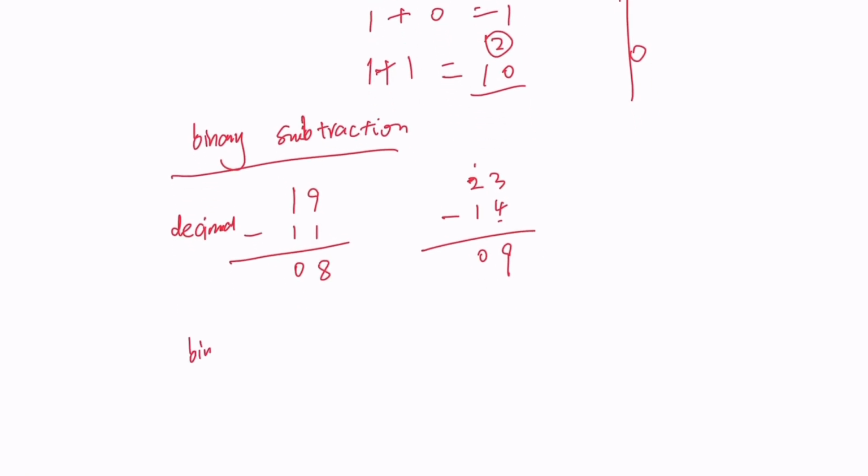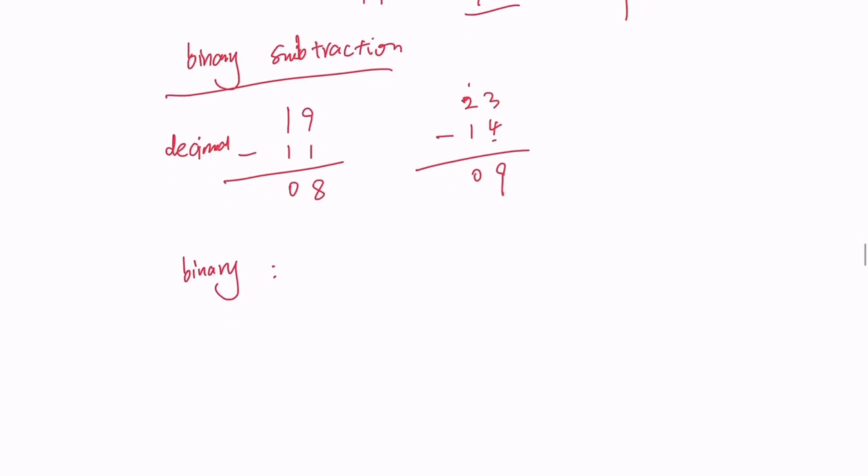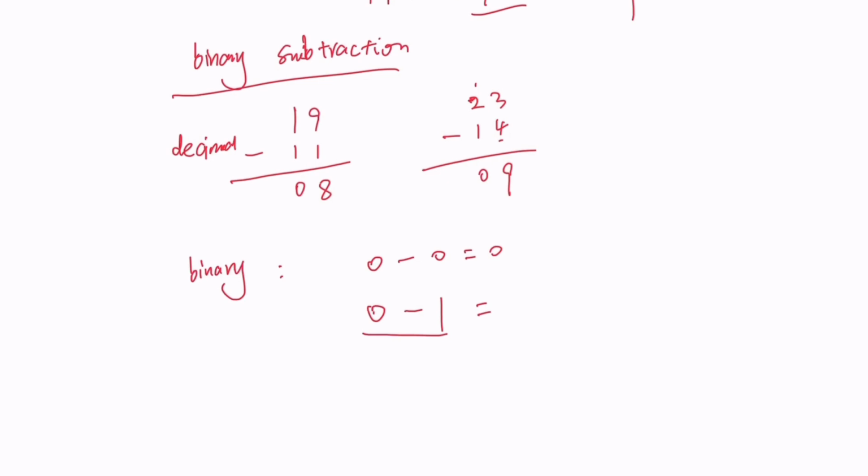Let's see how we do binary. The basic rule is 0 minus 0 equals 0. 0 minus 1: since 0 is less than 1, we need to borrow from the previous one. That will give us 2. Every time we borrow from the previous one, that will give us 2. So 2 minus 1, 2 is 1, 0, so 2 minus 1 is 1. So the result is 1, and we have one borrow. 1 minus 0 equals 1. And 1 minus 1 equals 0.